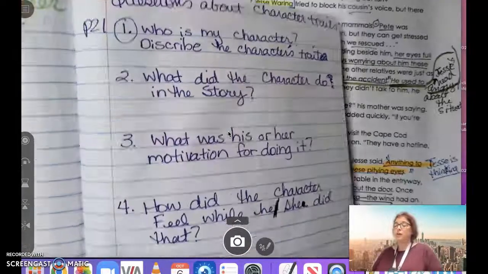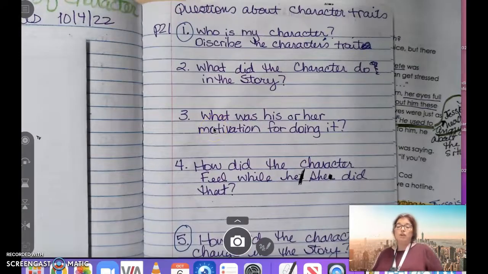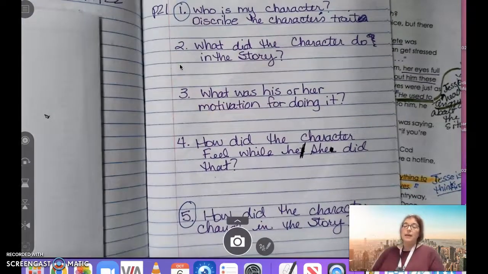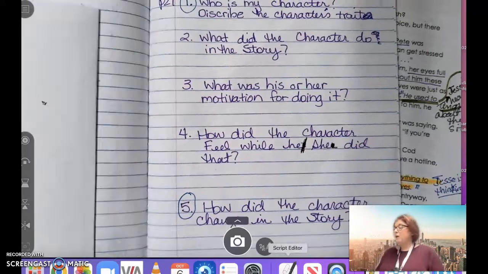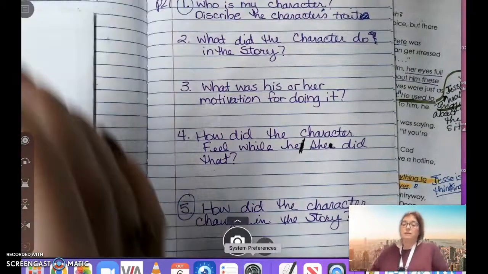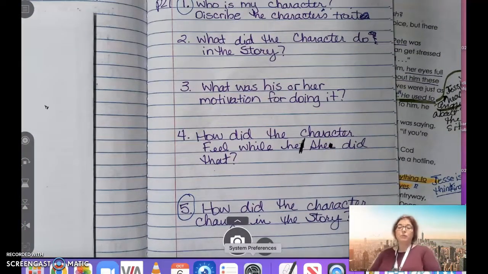Okay. So first of all, we're going to talk about our character traits, and we're going to start thinking deeply about our characters. Now, when I say think deeply about our characters, what do you guys think that means? If I say think deeply about your character, what do you think that means? I'll give you a few minutes to think about that. You can pause the video if you need to.